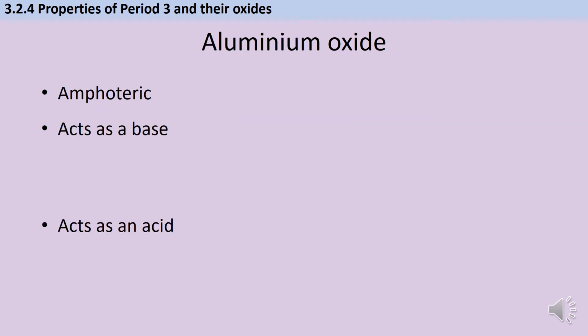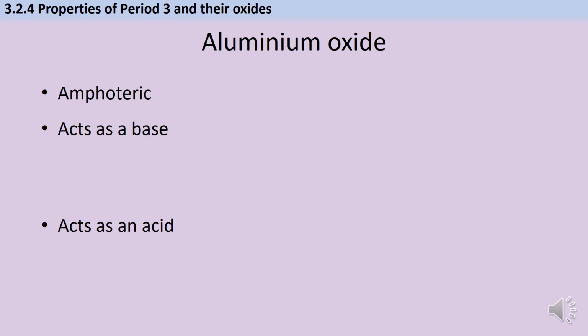Aluminium, as ever, is the complicated one. So aluminium oxide is amphoteric, and amphoteric means that it can act as either an acid or as a base, in the same way that an amino acid does. You can remember this by thinking about amph like amphibian, which is an animal that can live in water and on land. So it's that idea of being able to do one thing or the opposite.